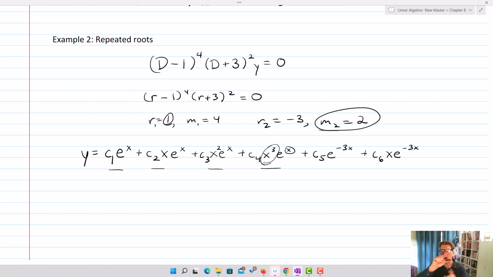So what we see is that every time we change our root, we start over in terms of the powers of x. And that's essentially how we deal with repeated roots when we're solving these kinds of constant coefficient problems.